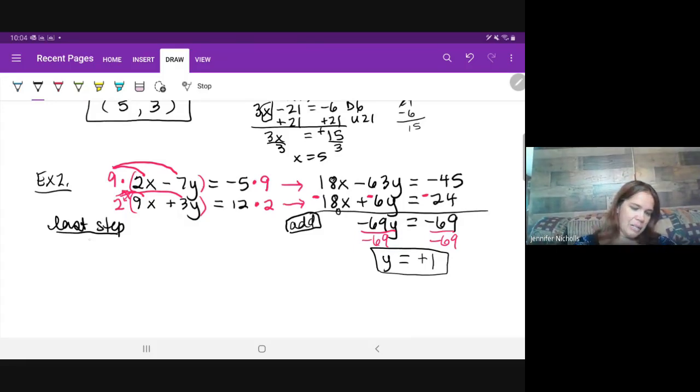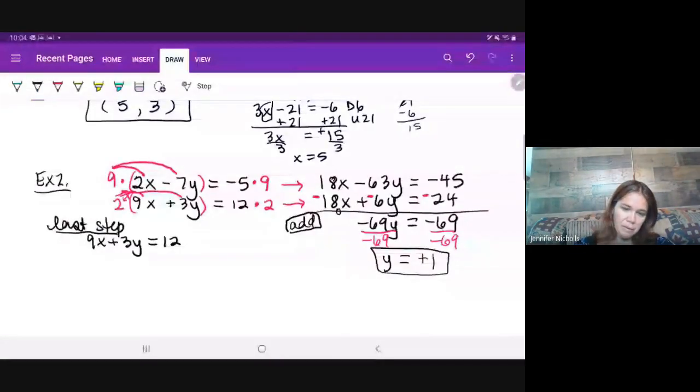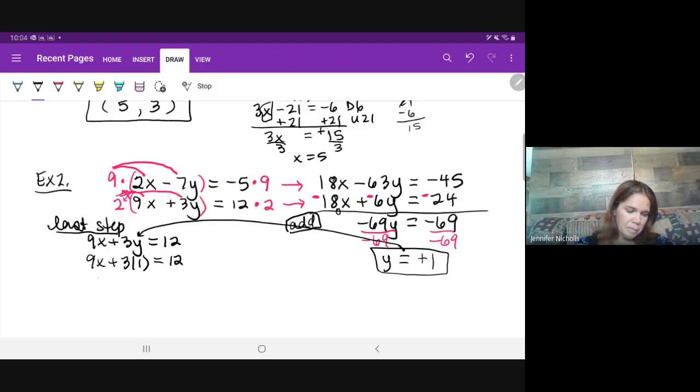I like the second equation better. So you get to pick which equation, but the second equation has all positives. So let's use that one instead. Okay, what do we do with the y equals 1? Yep. So 9x plus 3 times 1 equals 12. Right?